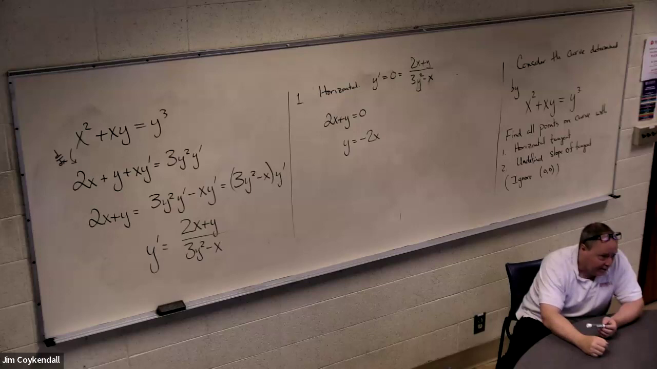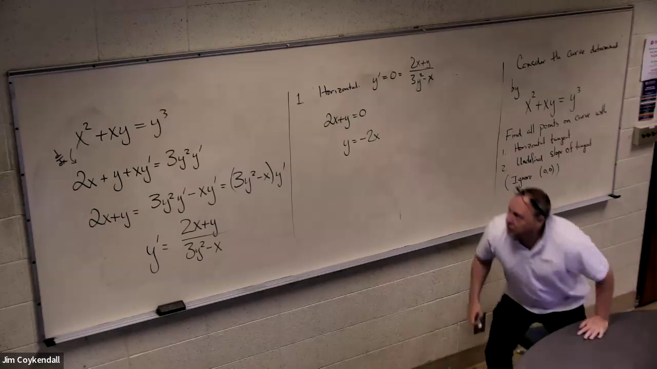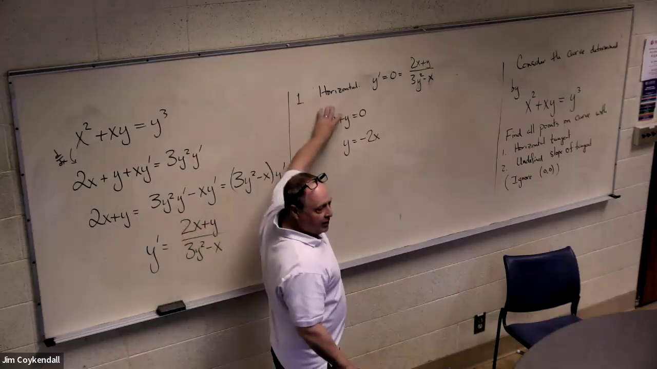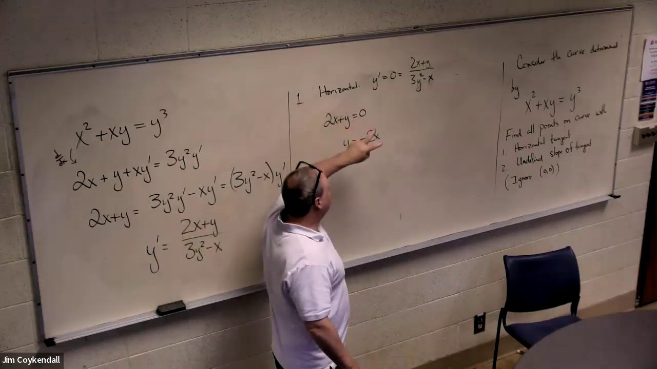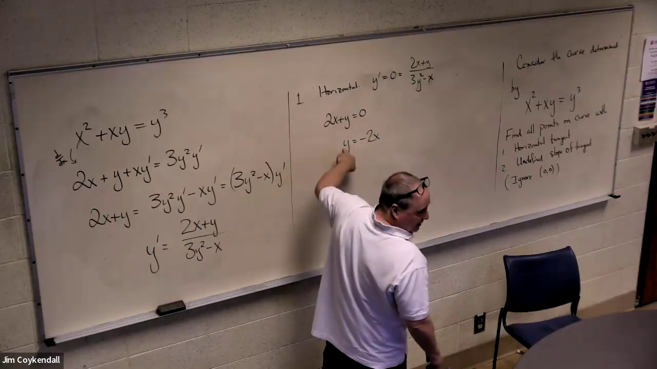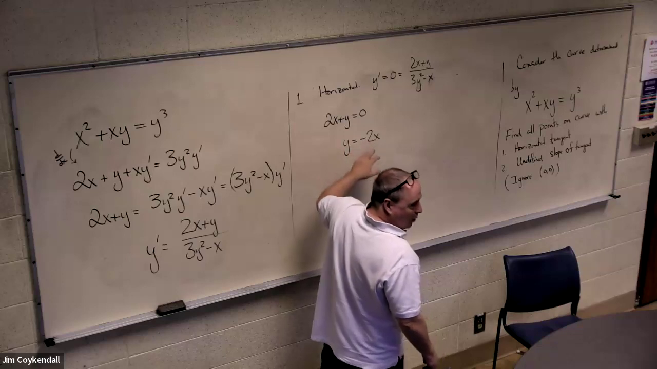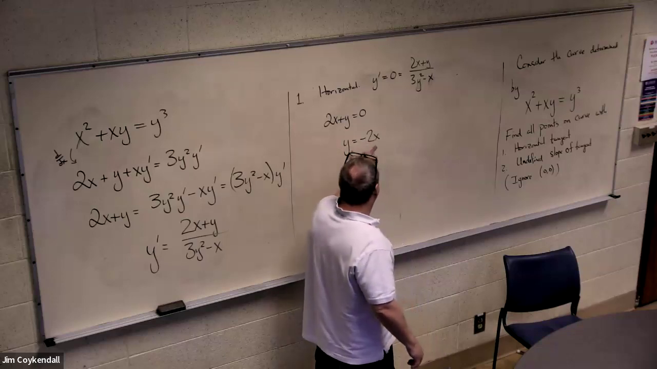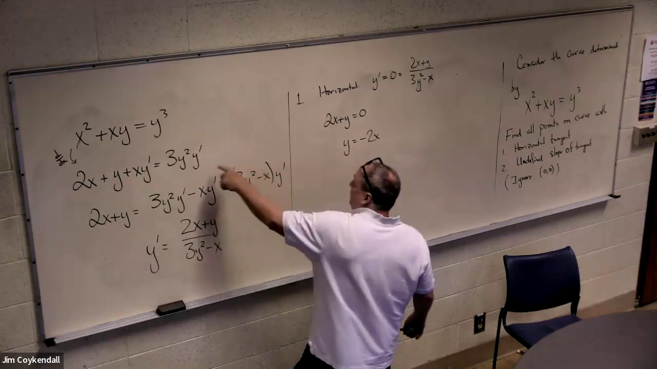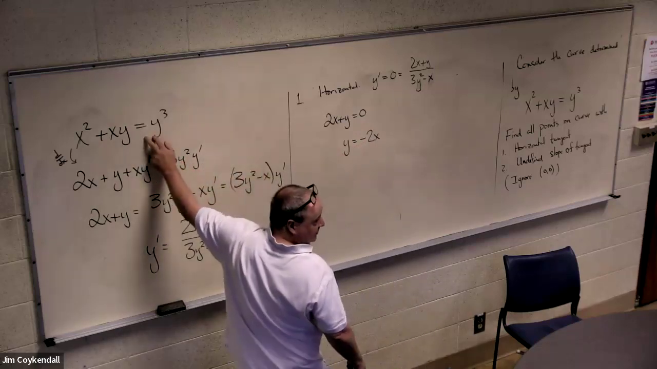But there's one thing that we've lost the thread on. This point also has to be on the original curve, right? We used the original curve to get the derivative, but this only gives me an equation. So there's two things going on. Number one, your point that has a horizontal tangent has a y coordinate and an x coordinate. This tells you that the y coordinate is negative 2 times the x coordinate. But you've also got to make sure that it's still on that curve.